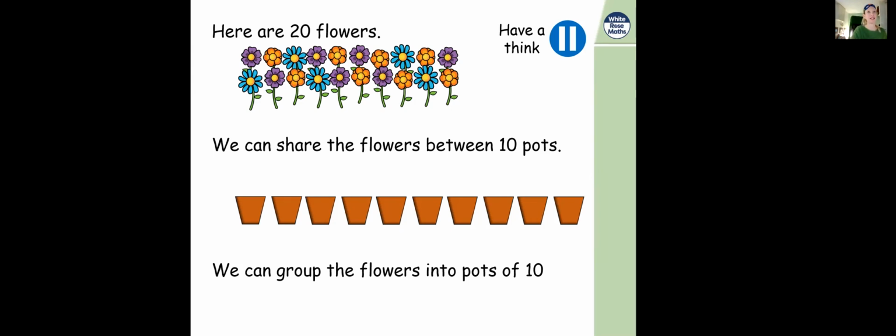Have a think for a minute. Can you work out how many flowers would be shared between 10 pots? And can you work out how many flowers would go into pots of 10? So if there were 10 flowers in each pot. Pause me for a minute and see if you can work out the sharing and grouping of 20 flowers. How did you get on? Was that okay?